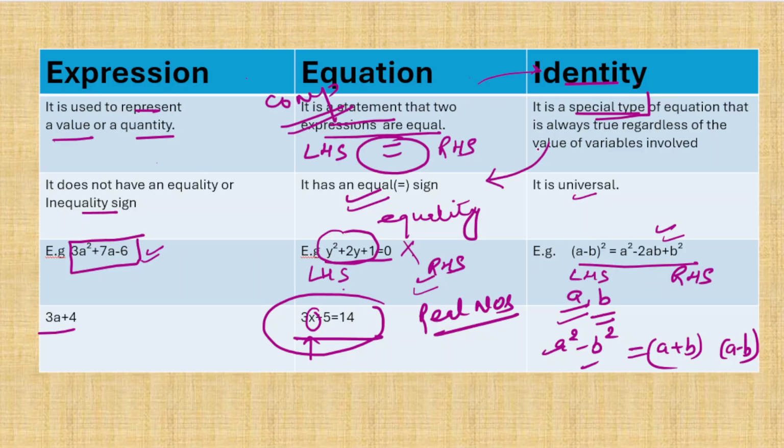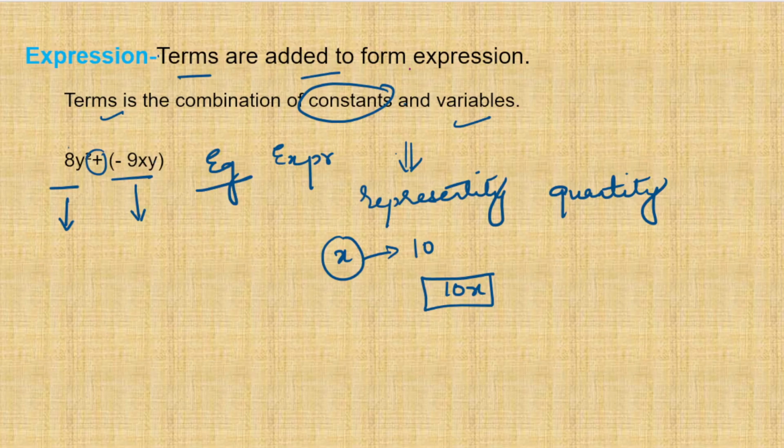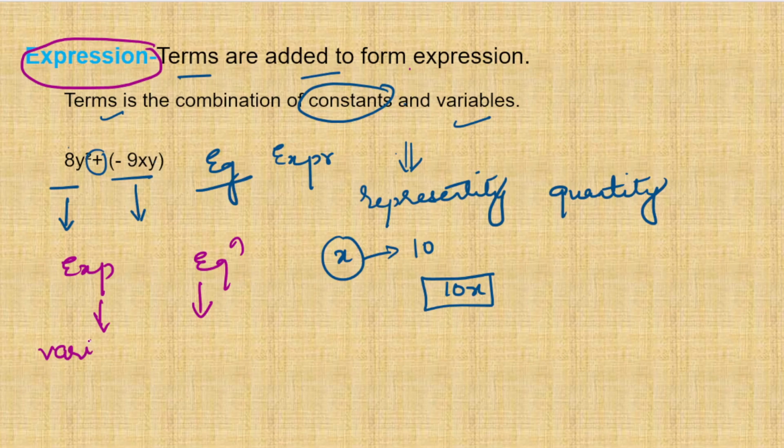This is the basic difference between expression, equation, and identity. Now, as we know, we have considered what expressions are and what equations are. Expressions and equations we know. We know variables are involved in both. In the equation, for some value of x, the equation holds true, and for some values of the variable the equation may not hold true. This is what we have already learned.